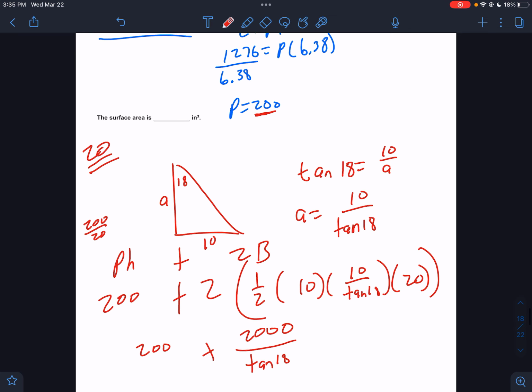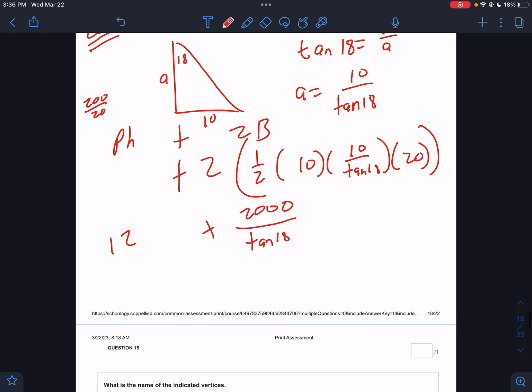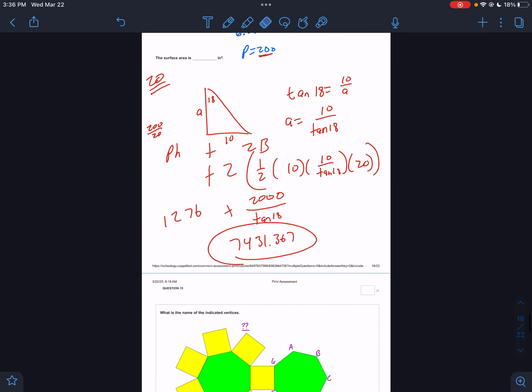Oh, this is not 200. The perimeter is 200. Sorry, the area is 1276. Sorry, that's 1276 plus that. Okay. I was getting a little worried. Let's go up here. Type in 1276. That's the correct answer. That would be 7431.367. And that would be our final answer. Oh, rounded to the nearest hundredth. So that would be 7431.37.